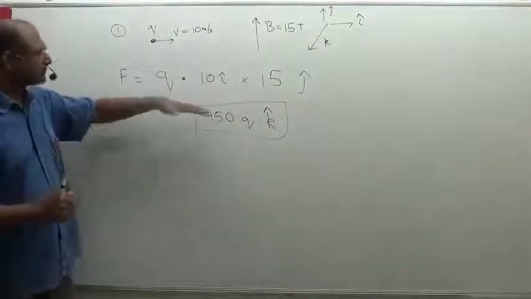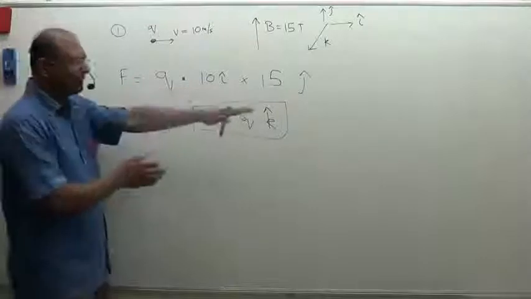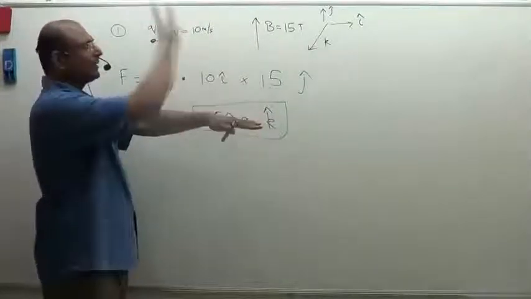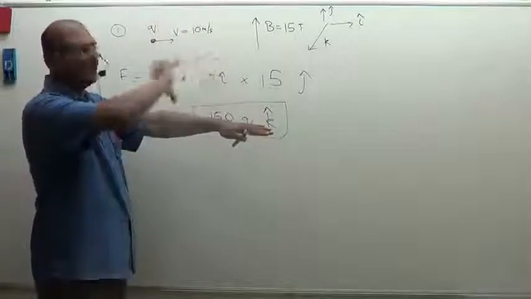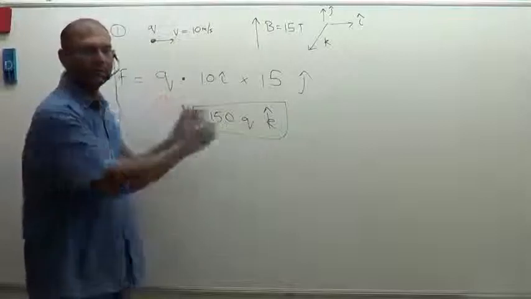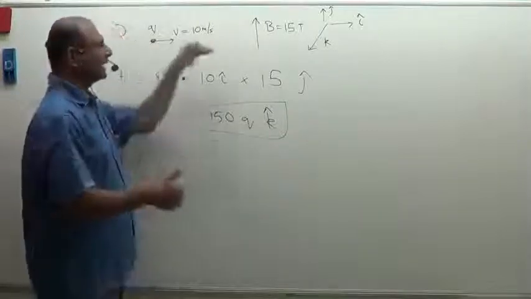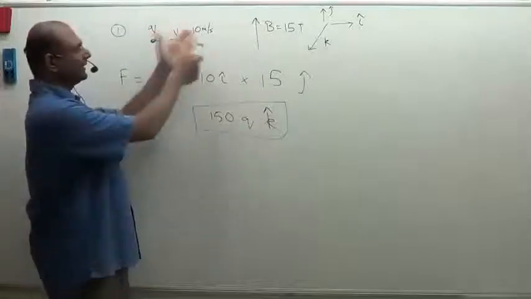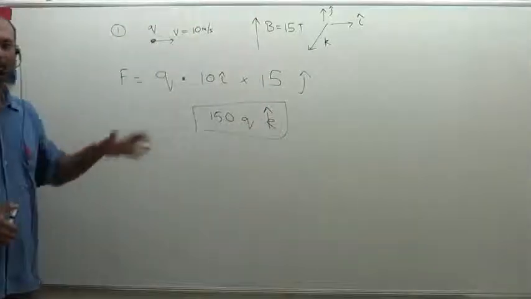Now, we could have also written velocity is like this, magnetic field is like this. So V cross B, you're going from V to B. It basically means it is pointing outwards, that is, from the board it is coming out. Therefore, the answer must be K. That should be the direction. Of course, the magnitude you know is 150 Q.